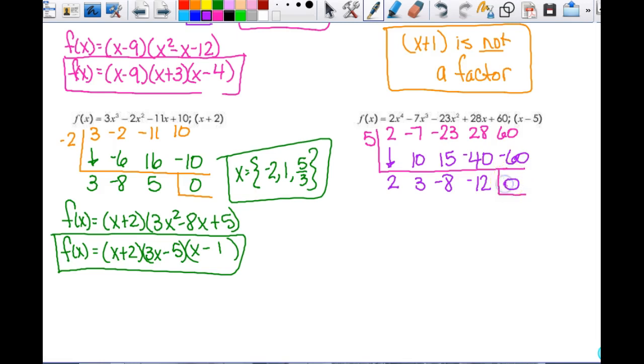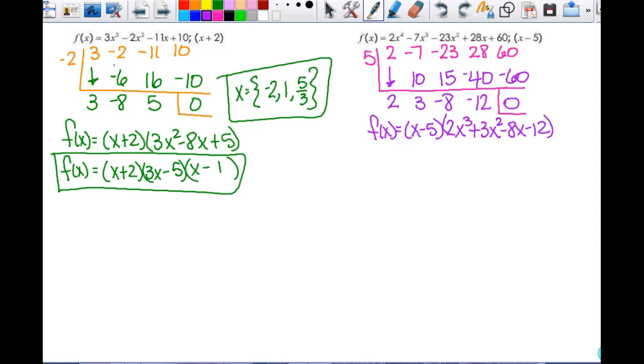All right, so it is a factor. So f of x is equal to x minus 5 times 2x cubed plus 3x squared minus 8x minus 12. Okay, so then I'm going to need to factor more. I'm going to factor this by grouping, and x minus 5. And then I'm going to do this by grouping, but I'm going to skip a step. So if you need to do the extra step when you do it, it's absolutely fine.